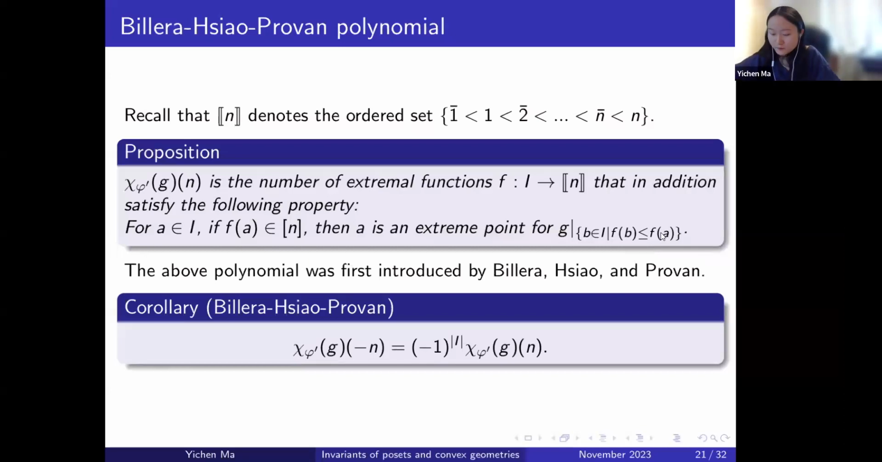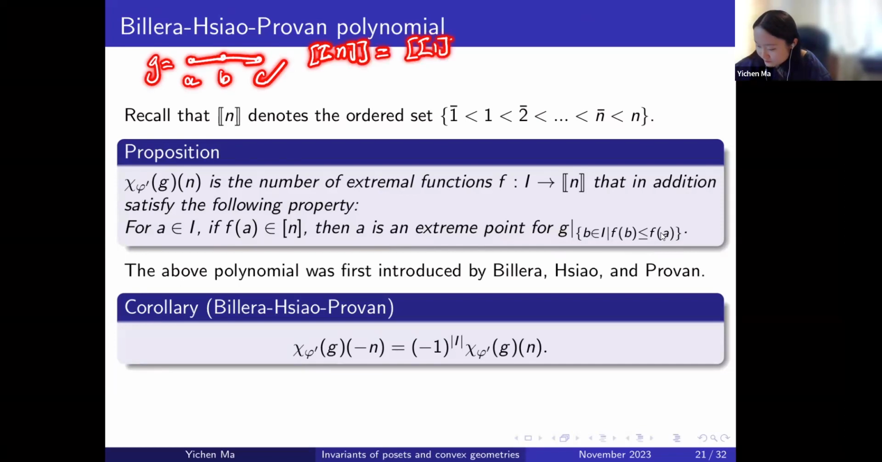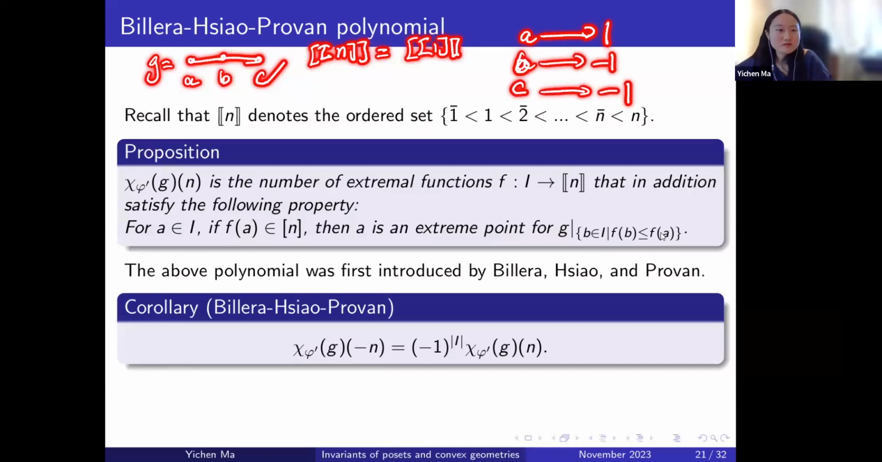So let's see an example. So still, we let G be this convex geometry on 3 collinear points. So why do I like this convex geometry a lot? This is because this is the only convex geometry on 3 elements which does not come from any partial order. So now we let n be just 1, the double bracket 1. And then we let a go to 1, b go to -1, and c go to -1. And this is an example of the functions that we're counting by phi prime.